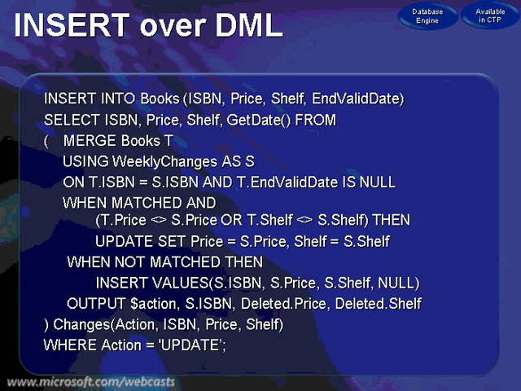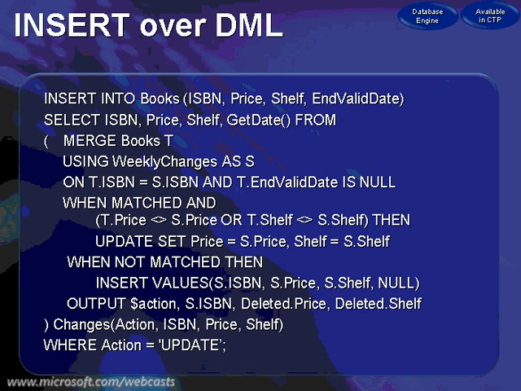Here is an example. It has nested into the overall statement a merge statement that goes against the book table and tries to merge the weekly changes into that book table. And you see two when clauses, when matched and when not matched, that either perform an update or an insert, which is fairly straightforward. The interesting part is the output clause that you see down there. So we are outputting the actual action that was performed on our books table. We are also outputting the ISBN number and the price of the book that was deleted, and the shelf column of the book that was deleted.